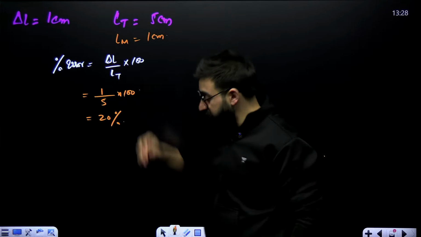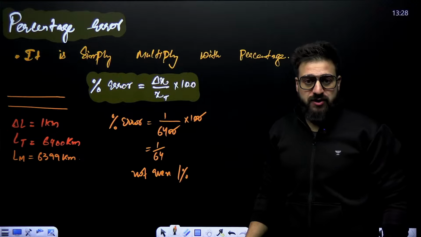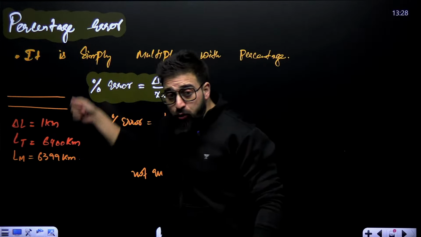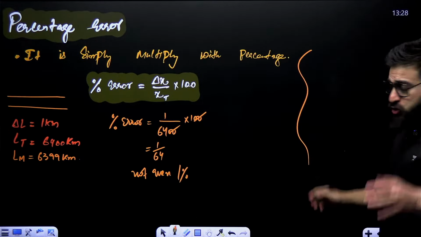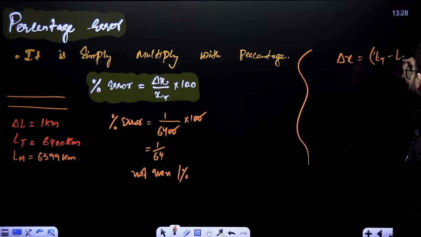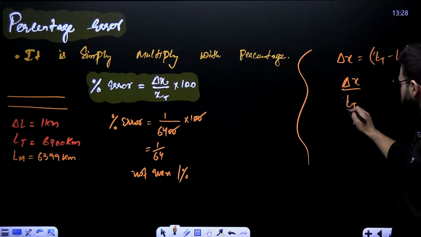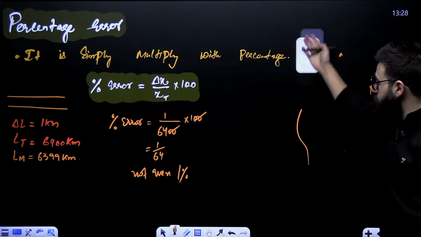That's what I was saying. And the error produced in this case is less than even 1%. So this is how we define absolute error, relative error, and percentage error. Absolute error is delta X, which is L true minus L measured. Relative error is absolute error divided by true value, X true. For percentage, multiply with 100, and it will give you the error in percentage.